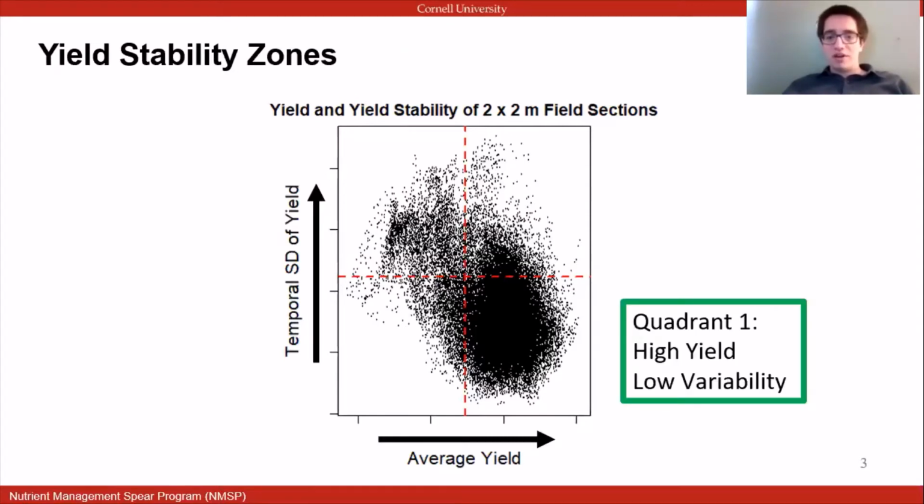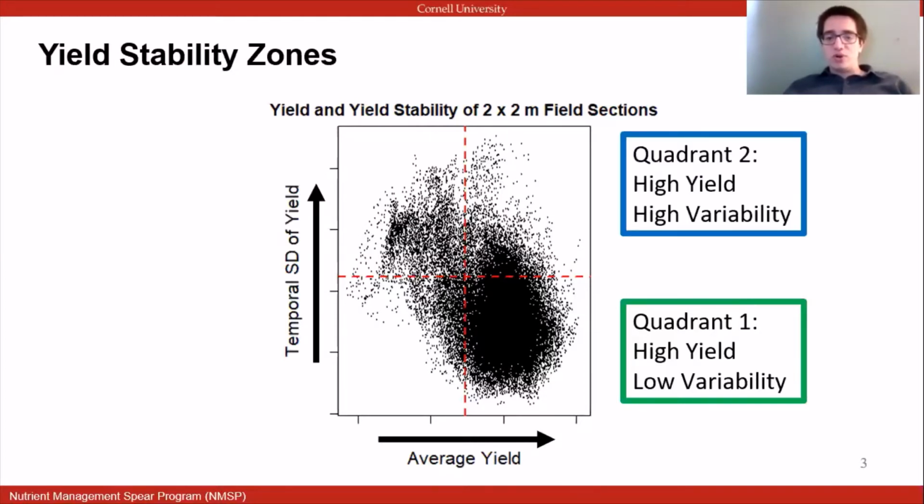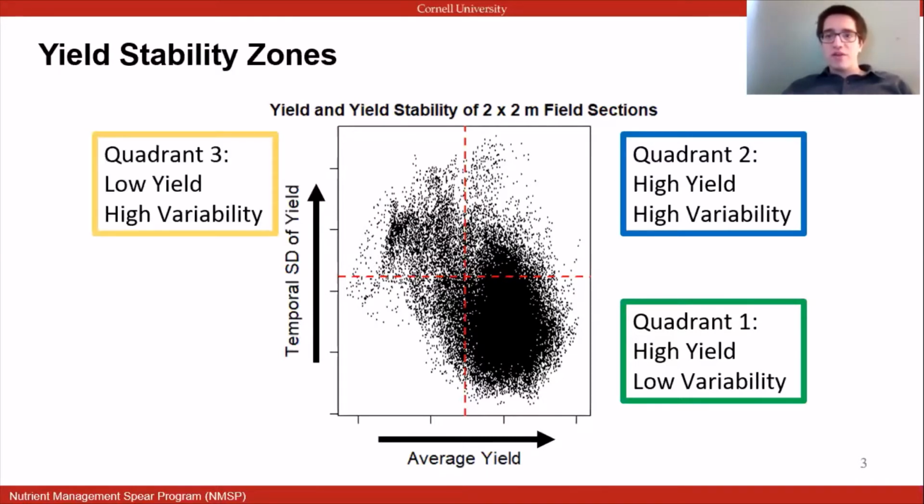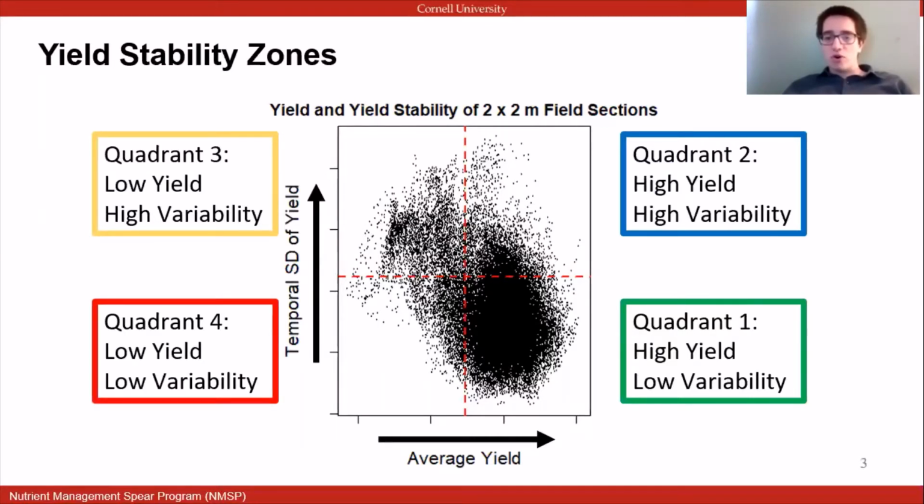Quadrant 1 contains many consistently high-yielding field sections across the farm. Quadrant 2 contains high-yielding but more variable field sections. Quadrant 3 contains inconsistent and lower-yielding field sections. And Quadrant 4 contains consistently low-yielding field sections.